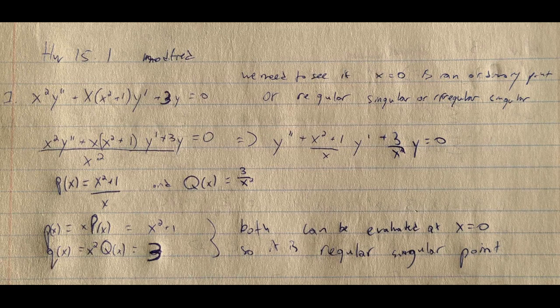How do you make the conclusion that x equals 0 is a regular singular point? What's the reason? Since they're both analytic at x equals 0. They're rational functions where the denominators are not 0 at x equals 0, so that makes them okay. How do you know both of them are analytic at 0? Because when I plug in 0 for x into x squared plus 1, or into 3, which has no x, I get an answer.